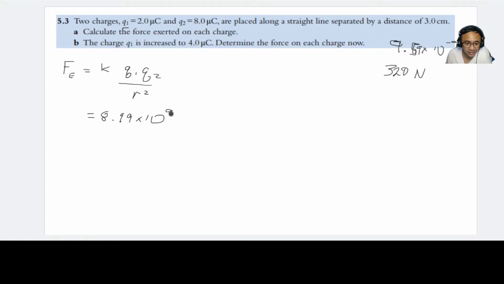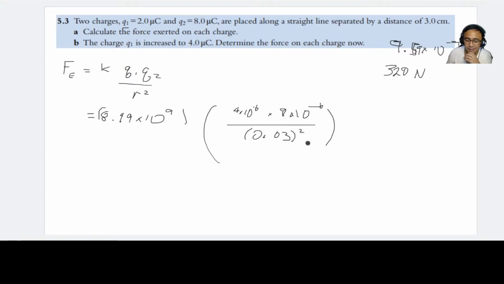Times 10 to the 9. That's k. Then our Q's here would be 4 times 10 to the minus 6 times 8 times 10 to the minus 6, all over 0.03 squared. So is there anything else you got wrong, except for squaring the r? Also, I forgot to put the times 10 to the power 9, 8.99 times 10 to the power 9. I don't know how I forgot that.